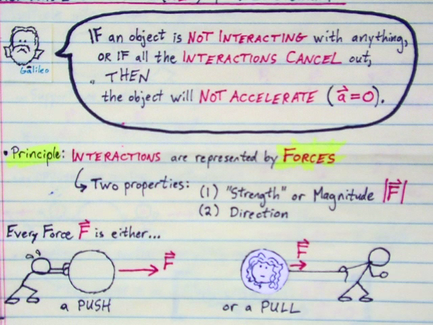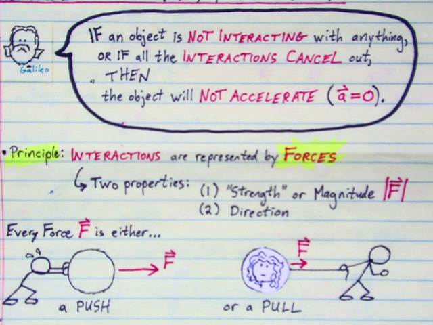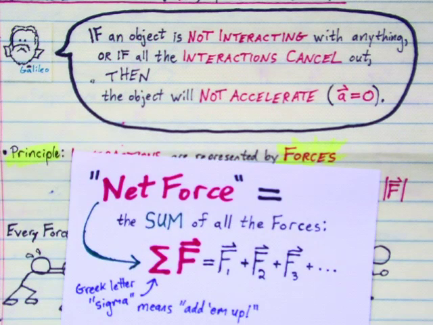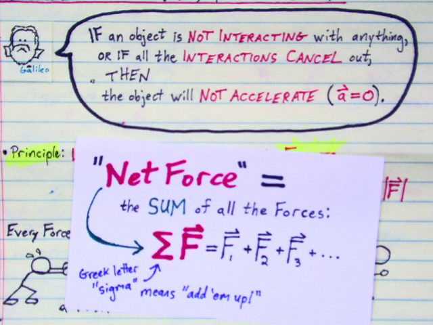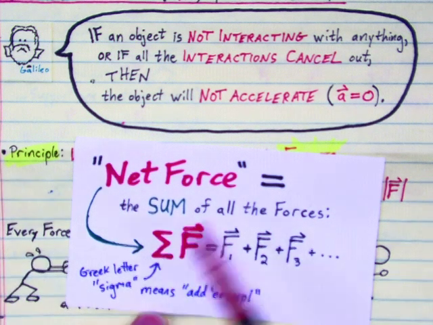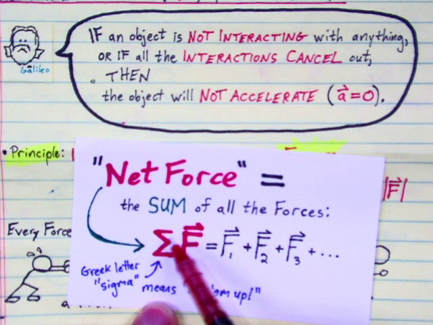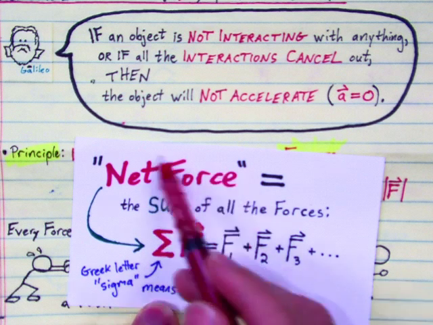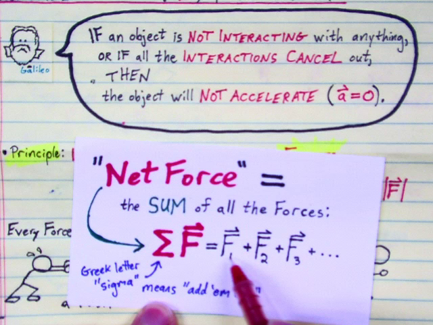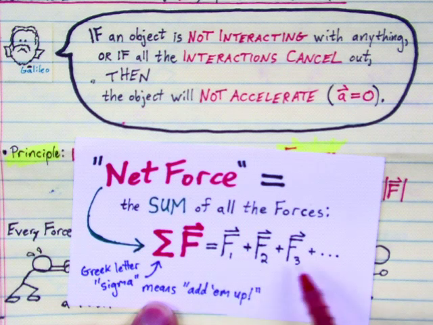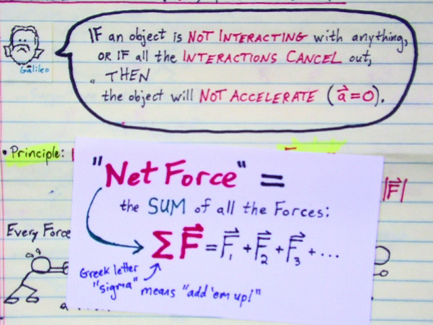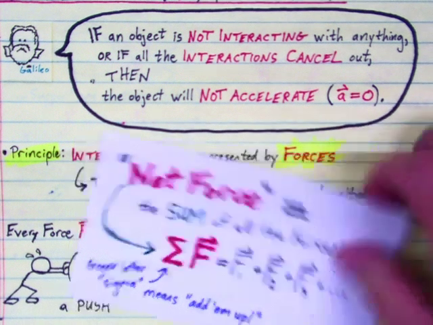Usually an object is experiencing multiple forces at once, so in that case we will need to find the net force, the sum of all the forces that are acting. This symbol here is the Greek letter sigma. You recognize this as the summation symbol. It means add them up. The sum of all the forces is what we call the net force. If there are three forces acting, you'd add up force 1, 2, and 3 to get the net force on an object. Let's look at some examples.